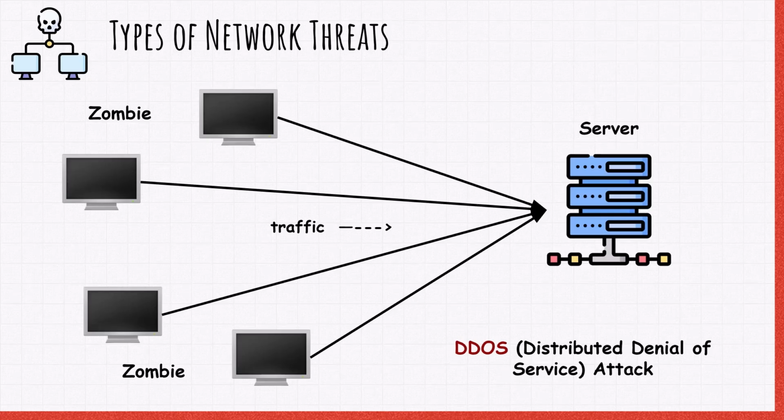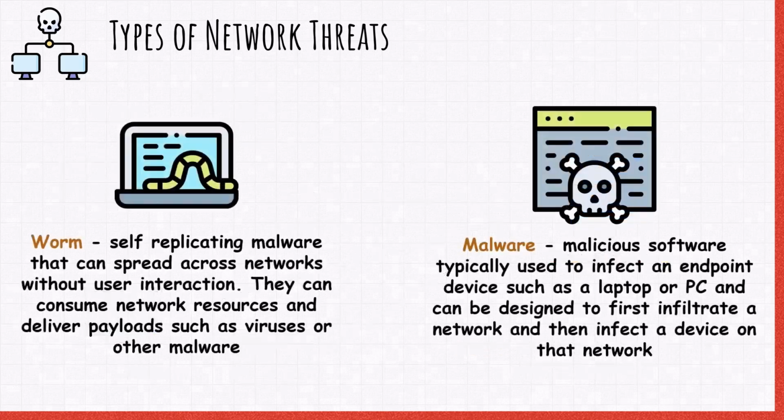Another threat on a network, besides the two that we already mentioned, can be malware or a worm. Now, malware is typically used to infect an endpoint device such as a laptop or PC, but these programs can also be designed to first infiltrate a network and then infect the devices on that specific network. Worms are self-replicating malware that can spread across a network without user interaction. They can consume network resources and deliver payloads such as viruses or other malware.